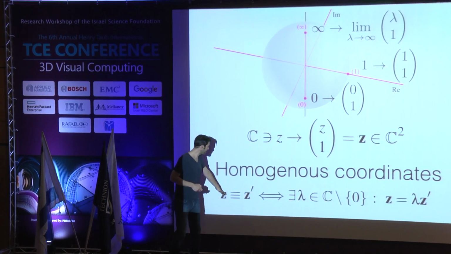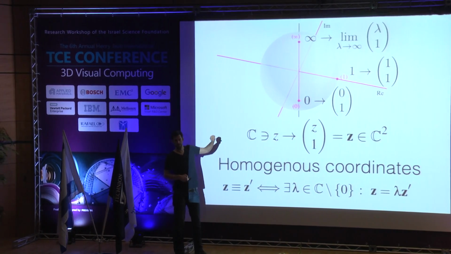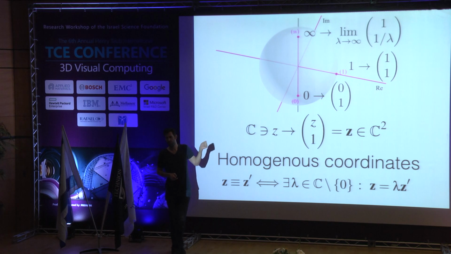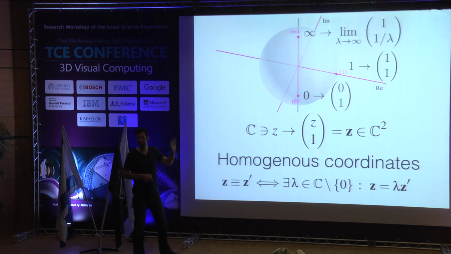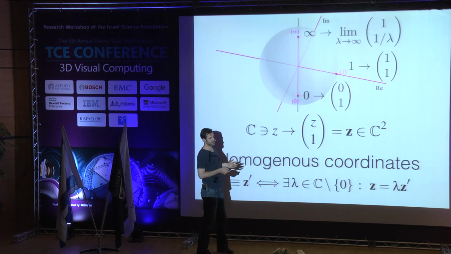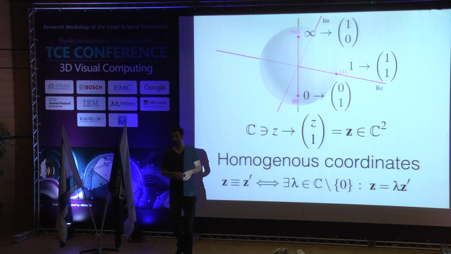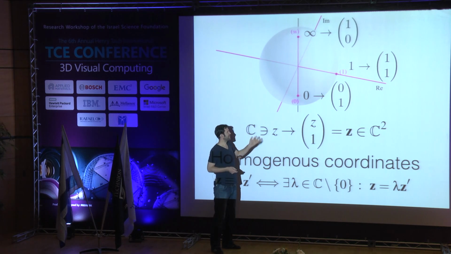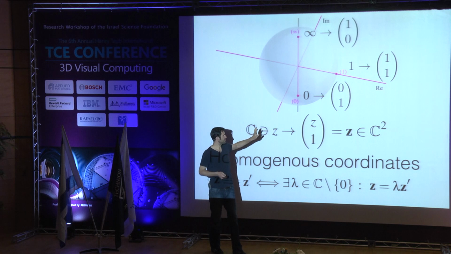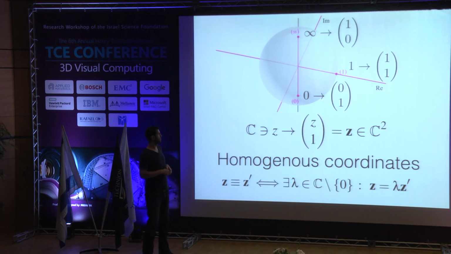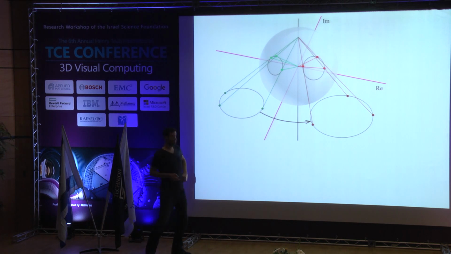Now we use this little trick. (Lambda, 1) is the same as (1, 1 over lambda), because I just divide both numbers by lambda. And now it's easy to take the limit. The limit is just (1, 0). So basically, this trick of using homogeneous coordinates just means I can represent every number, and I can deal with infinity in a decent way. Good. Now let's go back to the problem.